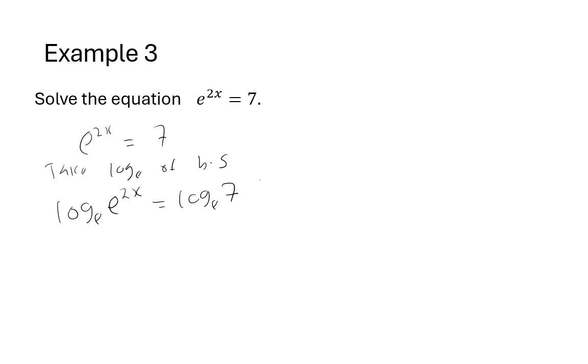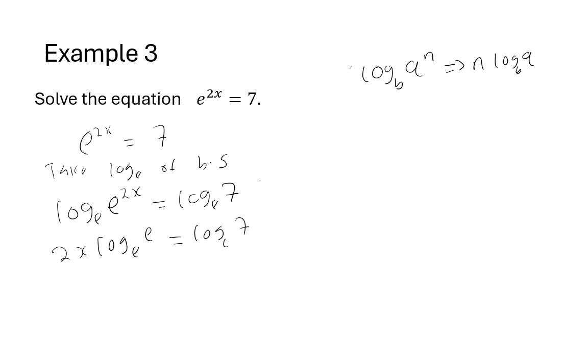But remember, we have a rule that whenever we have a log of anything, whatever the base is, whether it is e or whatever, of a raised to the power n, we can just take n behind: n log a with this base b. So we just take n behind log. We will do the same here. We'll take 2x here, so we'll have 2x log e base e is equal to log 7 base e.